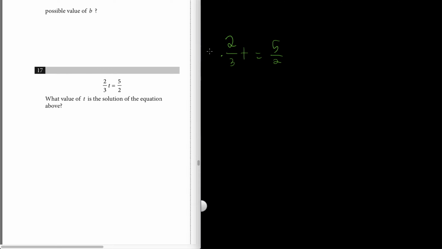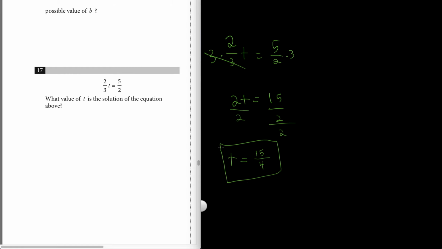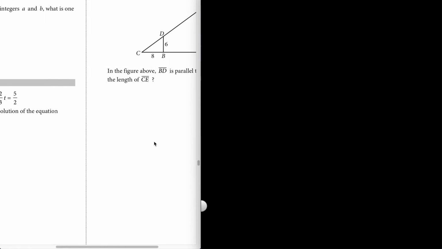We just have to multiply both sides by 3. The 3's go away. We get 2t is equal to 15 over 2. And then we divide both sides by 2. Okay, so one thing we have to be careful of here is when we divide a fraction by a number, we can multiply its denominator, right? So it's 15 divided by 2 times 2, which is 15 over 4. Can we simplify that? No, we cannot. So we just put 15 over 4 as our answer. All right, so that one's not too bad.